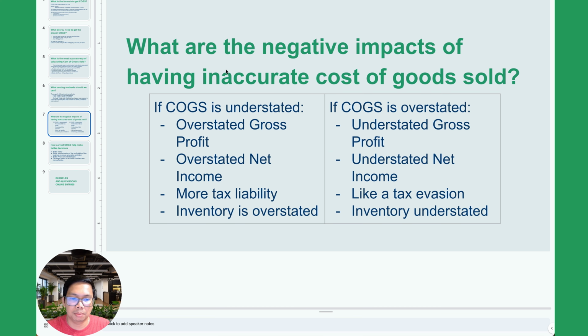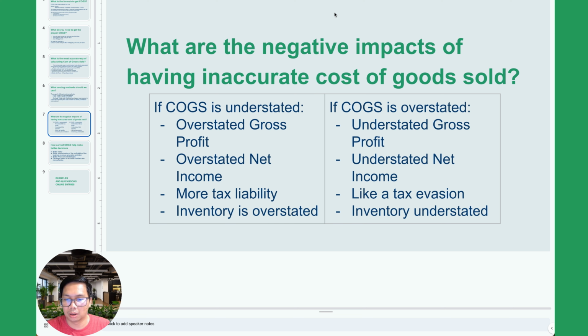So what are the negative impacts of having inaccurate cost of goods sold? If cost of goods sold is understated or overstated, then it's not accurate. If cost of goods sold is understated, then you will have overstated gross profit or gross margin, overstated net income, and then you will have more tax liability because you have more income in your profit and loss. And then in the balance sheet, inventory will be overstated.